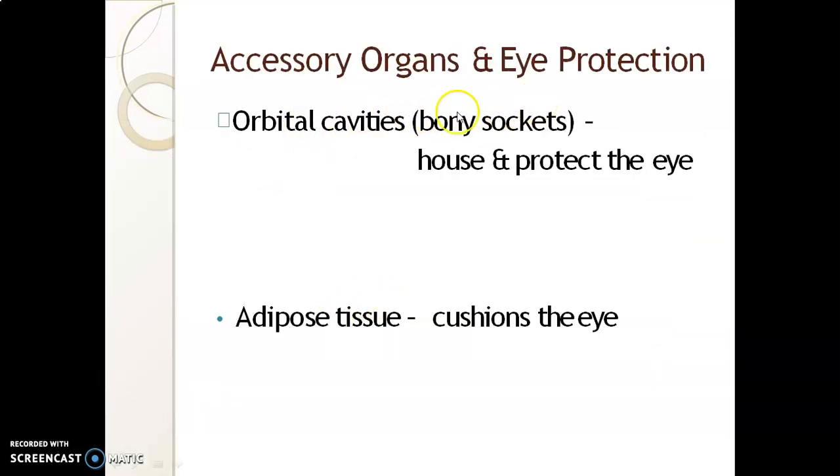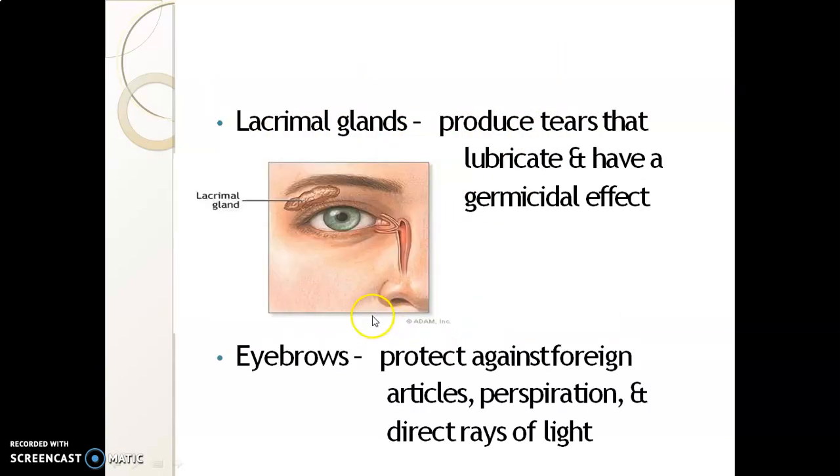Accessory organs and eye protection: orbital cavity, a bony socket. Here the eye is located. Adipose tissue cushions the eye. Lacrimal glands produce the tears that lubricate and have a germicidal effect. Lacrimal glands are generally responsible for producing the tears.